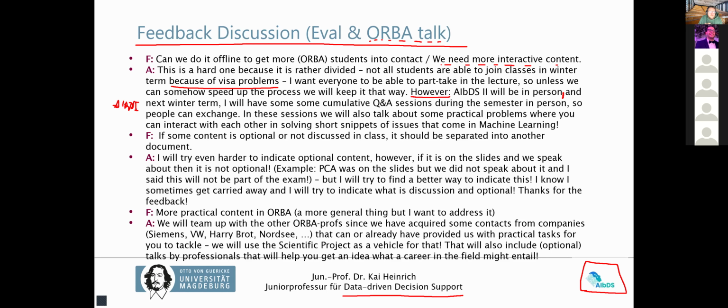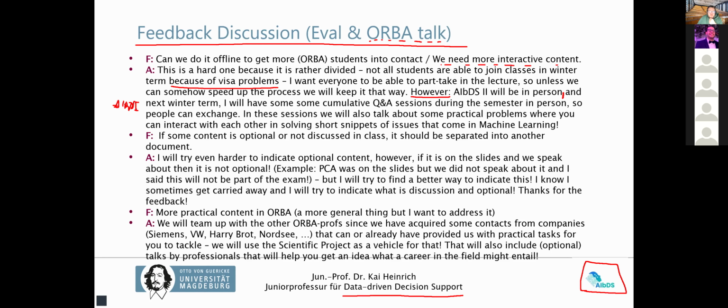Optional means not relevant for the exam, but I don't want a culture where everybody just says, I just want to do the exam. This is just horrible, and this is not how you should do it in a master's. So I don't want to foster that culture. However, I understand this comment.